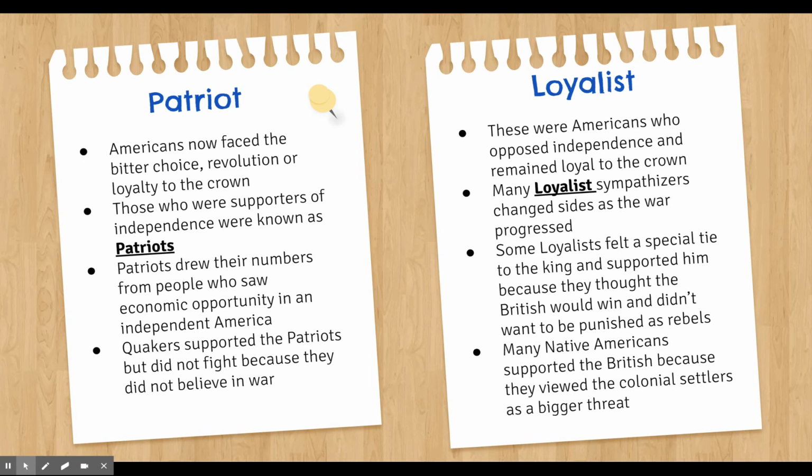So we are done with our notes. We will talk about the Declaration of Independence today later on in our Zoom.